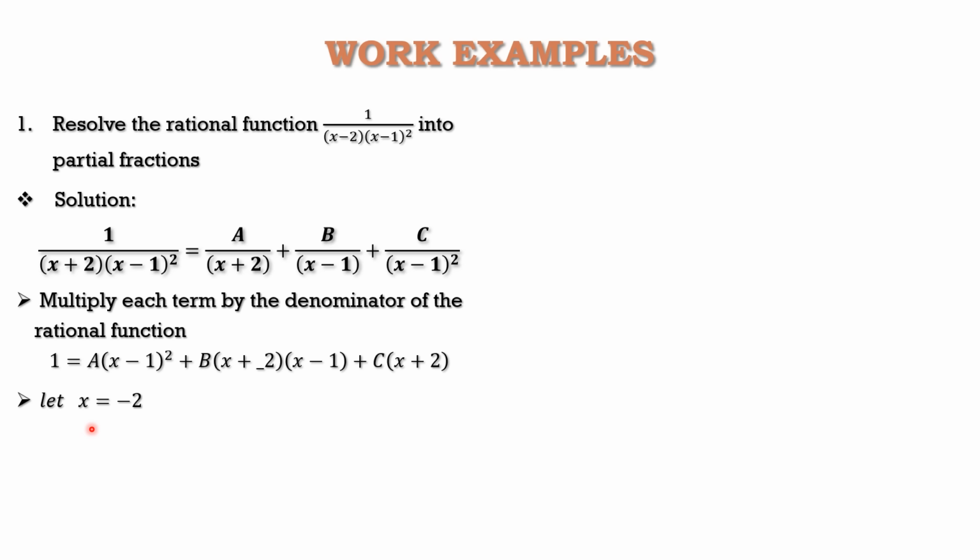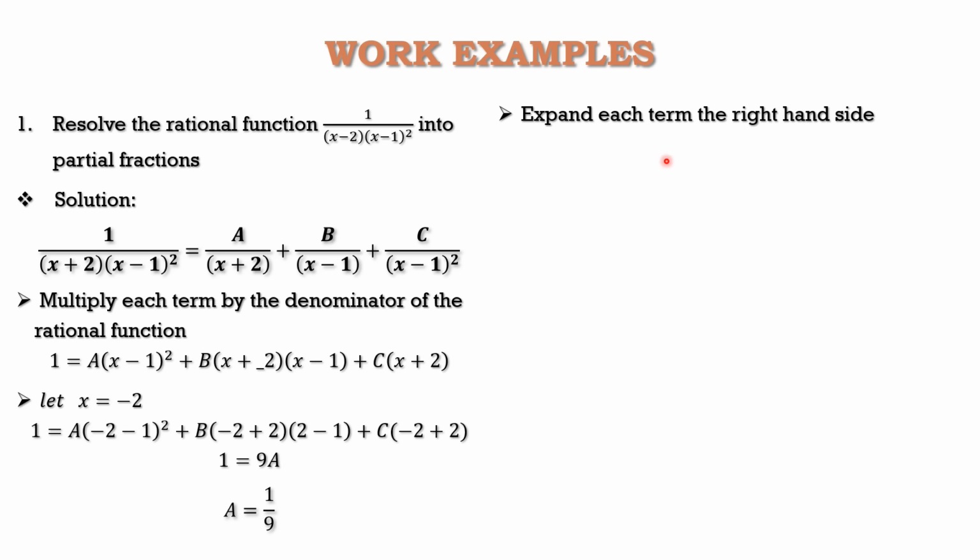Then we let x equal to -2. Why? To cover C and B to get A. In doing that, we get 1 equals 9A. Divide both sides by 9 and you get A to be 1/9. Expand each term at the right hand side in its simplest form. I'll first take A(x - 1)². Expand the (x - 1)² like this, and I'm going to get Ax² - 2Ax + A.